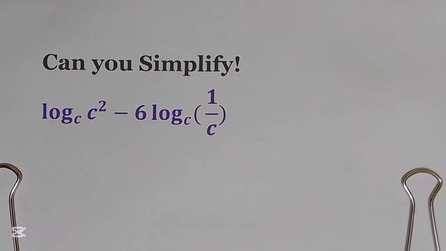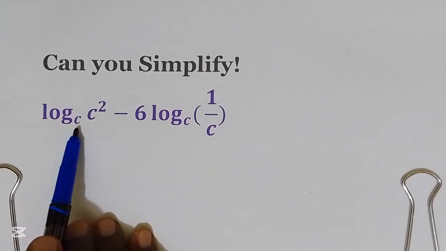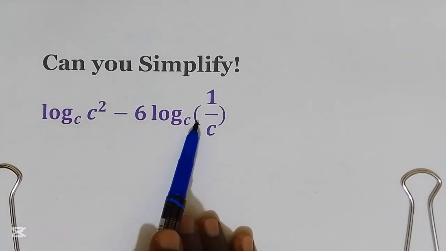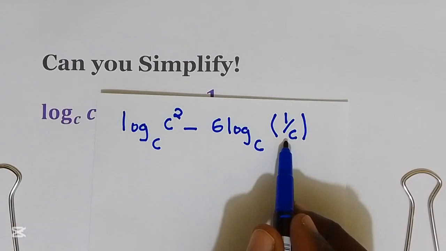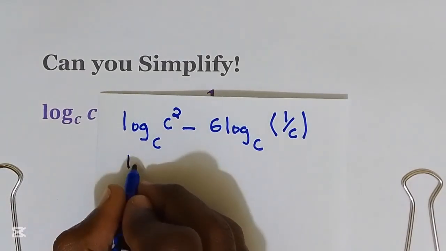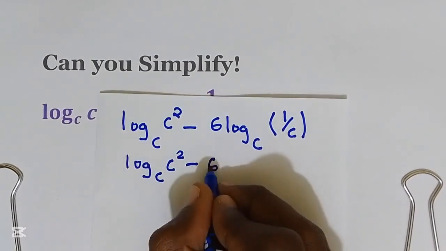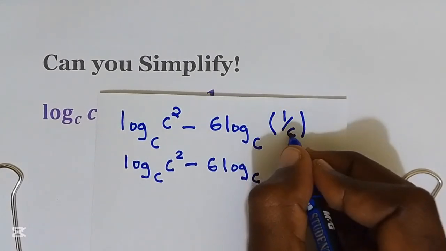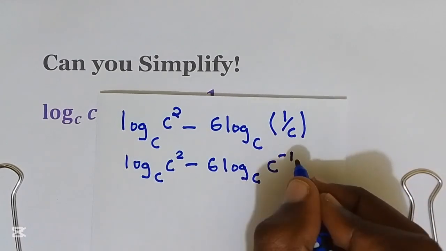Let us simplify this logarithmic expression. They gave us log base c of c power 2 minus 6 log base c of 1 over c. First of all, let us reciprocate 1 over c. That is going to be log base c of c power 2 minus 6 log base c, but 1 over c, when I reciprocate it, is going to be c power minus 1.